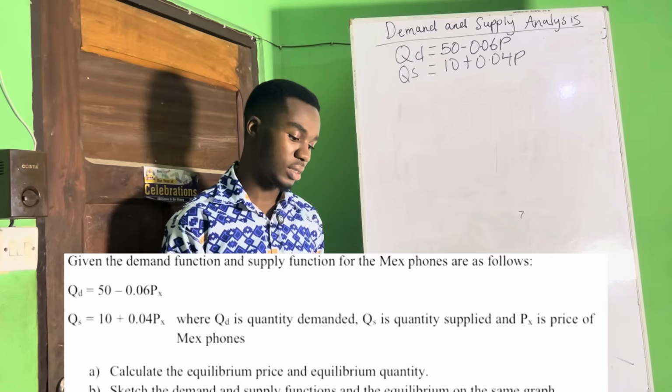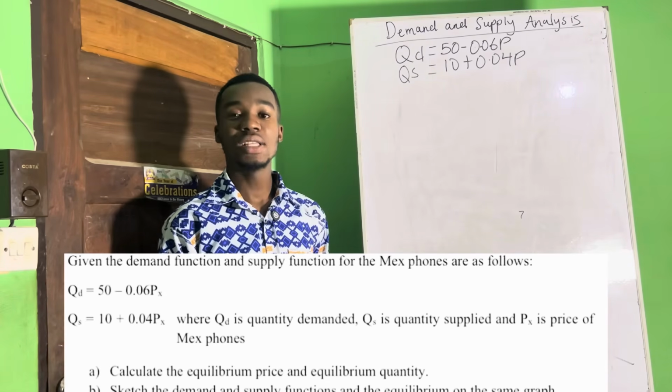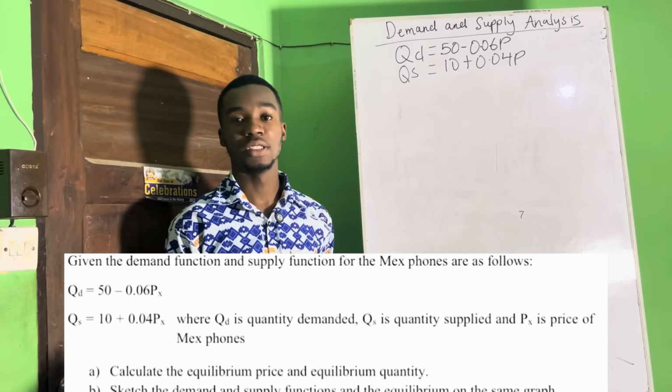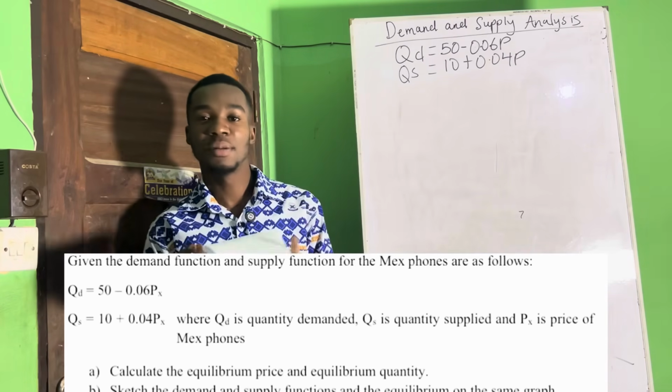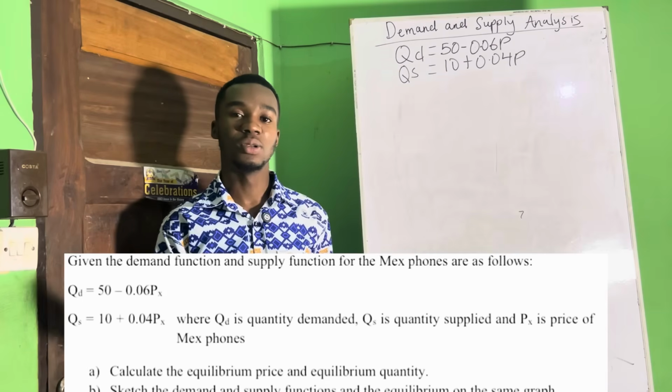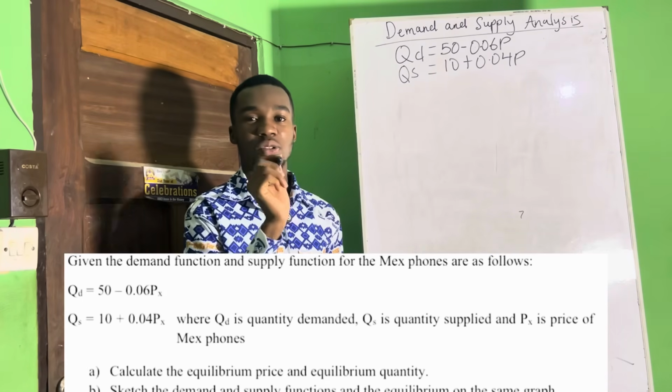So the A says calculate the equilibrium price and equilibrium quantity. Now, anytime you hear equilibrium in economics, it means where quantity demanded is equal to quantity supplied. Please don't forget this. You'll be using it a lot. So when you hear equilibrium, it should tell you that that's where the quantity demanded is equal to quantity supplied.